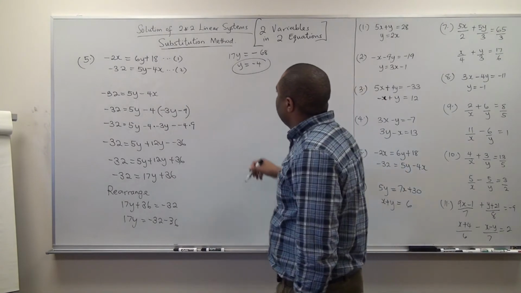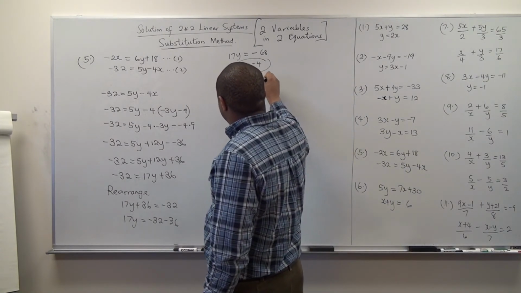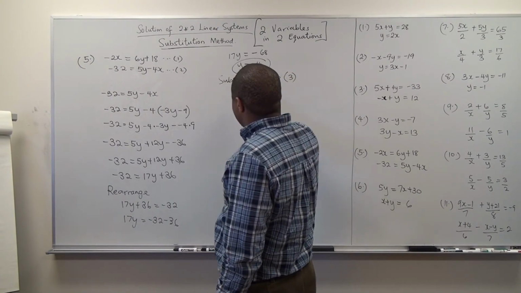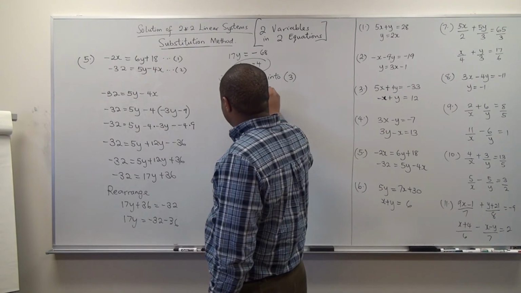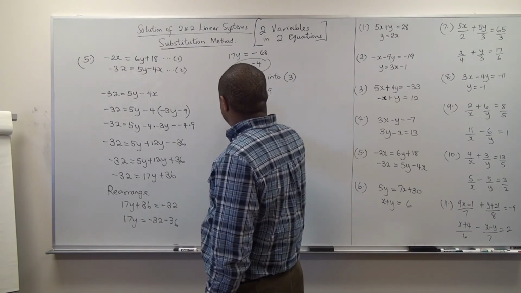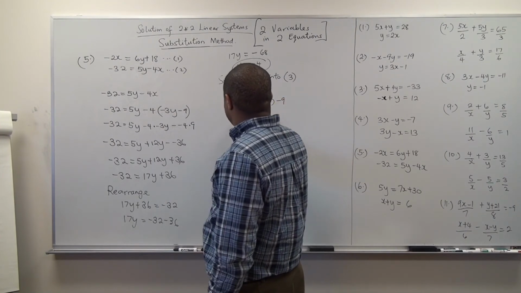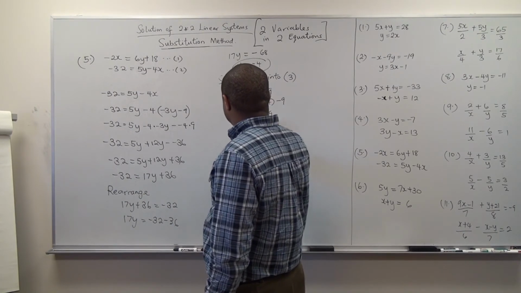So what's the next thing? You now substitute y equal to negative 4 into equation 3. And of course, equation 3 is x equal to negative 3y minus 9. So x will be negative 3 times negative 4 minus 9. So x will be 12 minus 9, and x will be 3.